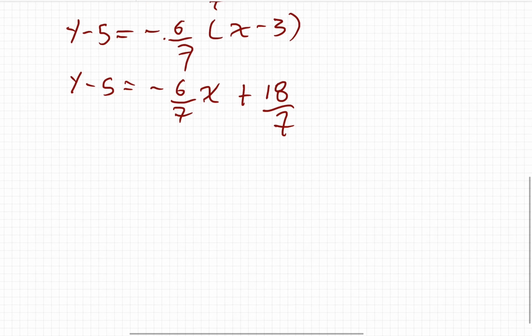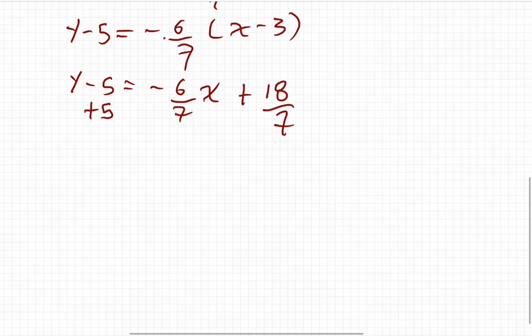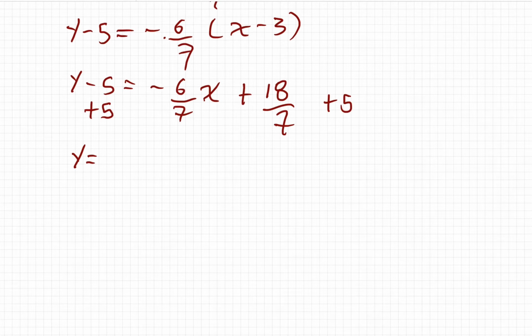So now what we can do is just move the 5 to the other side, plus 5 here. So we also have to add plus 5. So we're gonna have y equals -6/7 x. And if you notice that you're adding a number to a fraction, you can do that with a calculator, but let's just do it by hand here real quick.